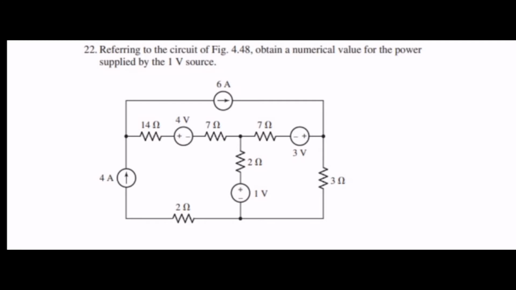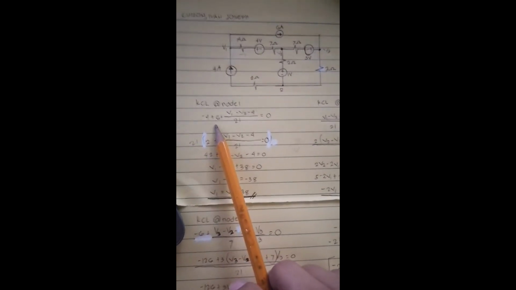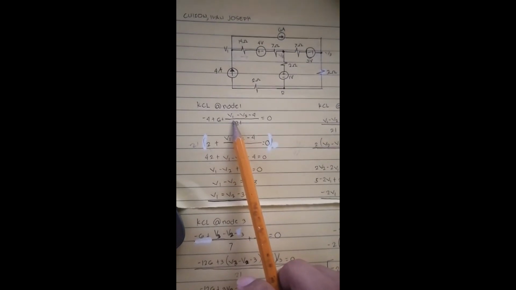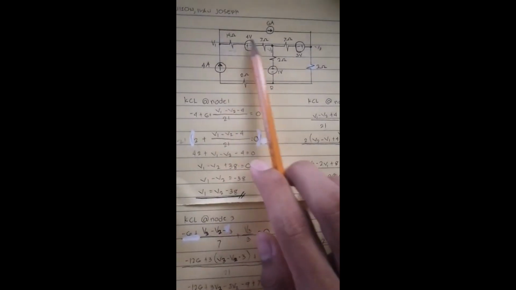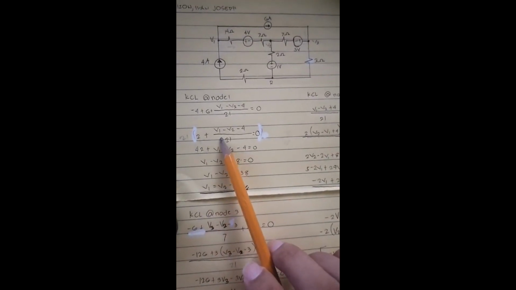Supernode analysis. Referring to the circuit figure 4.48, obtain a numerical value for the power supplied by the 1 volt source. So KCL at node 1. Negative 4 plus 6 plus V1 minus V2 minus 4 all over 21. This is our V1, then V2 minus this voltage source all over 14 plus 7, which is 21, is equal to 0.